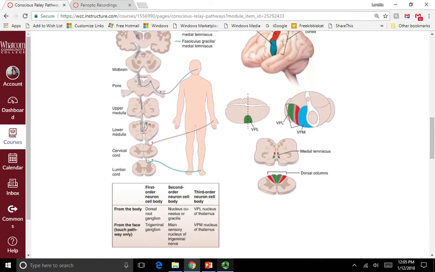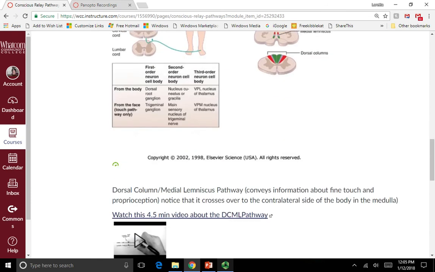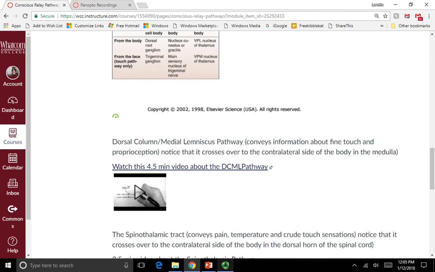First order neurons from the body and from the face are a little bit different, but it shows the pathway. The dorsal column medial lemniscus pathway conveys information about fine touch and proprioception, and crosses over to the contralateral side of the body in the medulla. So if you have a spinal cord injury that's below the medulla, which your whole spinal cord is, you're going to get different information. If you have an incomplete injury, you're going to get different information from different sides of the body.